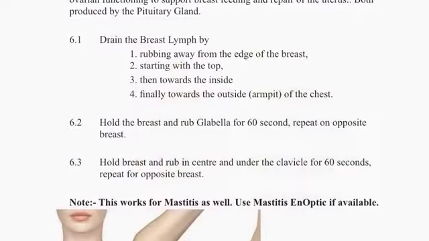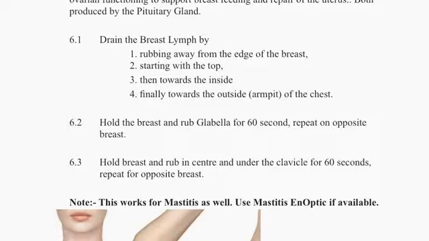So you drain the breast lymph, 6.1, by rubbing the edges: start at the top, go to the inside, the bottom, and then the outside. Always do the under the arm. You're actually bringing the lymph from the side of the breast to the axillary drainage.